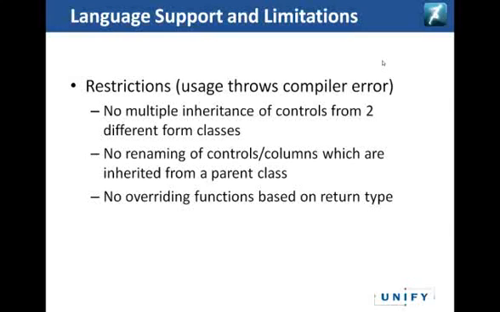Other restrictions include that you don't have multiple inheritance of controls from two different form classes. In general, you do have multiple inheritance on .NET, but if you have two form classes and both form classes contain controls, then you cannot merge these into a new class. You cannot rename controls or columns which are inherited from a parent class, and you cannot override functions based on the return type. So these shouldn't be things that occur too often, or should be easy to fix.